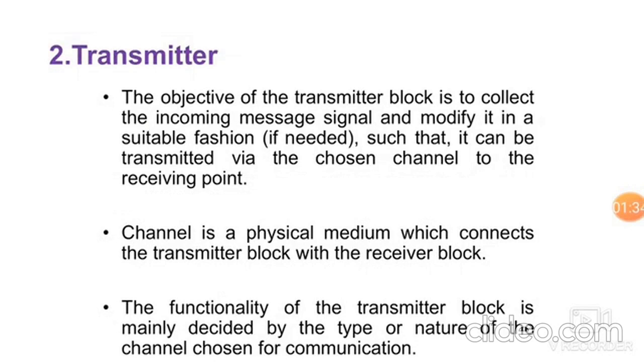Next is the transmitter block. The objective of the transmitter block is to collect the incoming signal, modify it to a suitable form needed for transmission, and transmit the signal to the receiver through the channel. Channel is a physical medium which connects the transmitter block with the receiver block. The function of the transmitter block is to decide the nature of transmission of the signal. The information source generates the message signal to be transmitted.